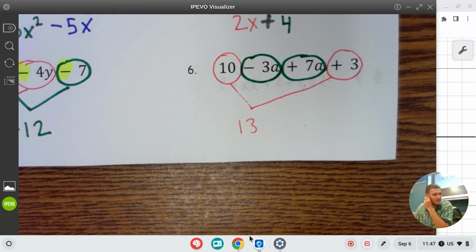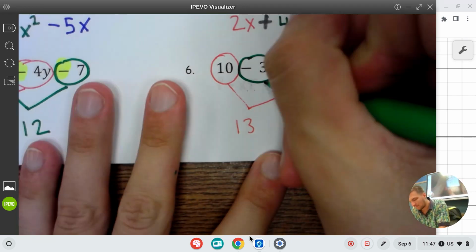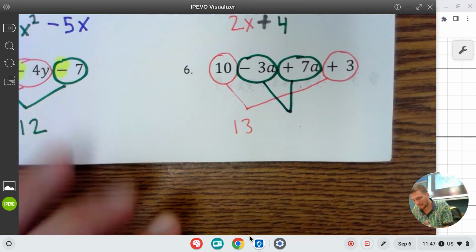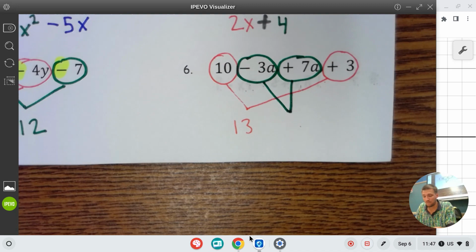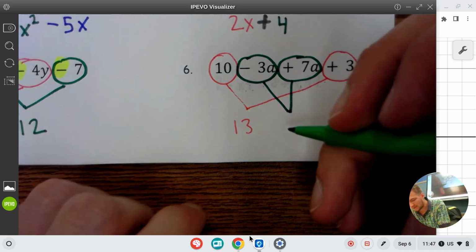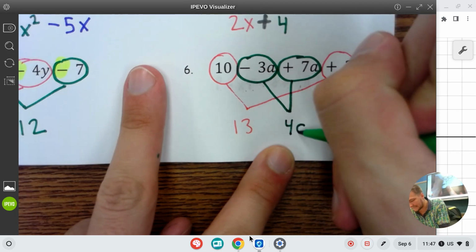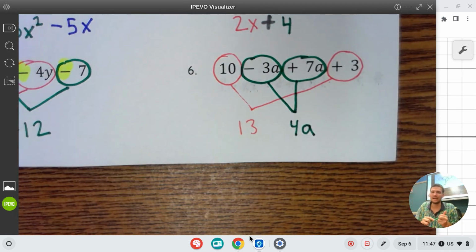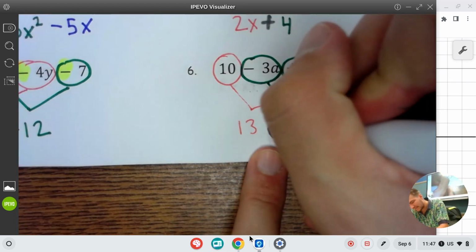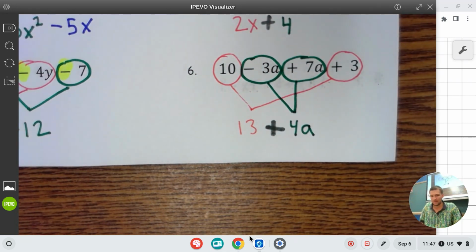Anybody do that one on their computer already? What do you get? 14. Wait. Yeah, 4. Just a 4. Probably just saw our plus sign and got a little confused there. No big deal. 4, which needs an A. And once we get this 4A, we need a spacer in here to keep our terms separate.